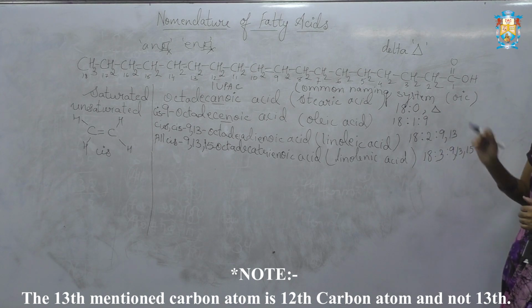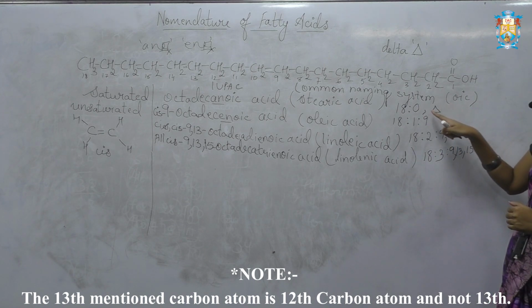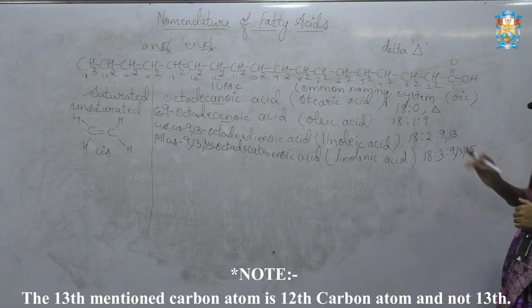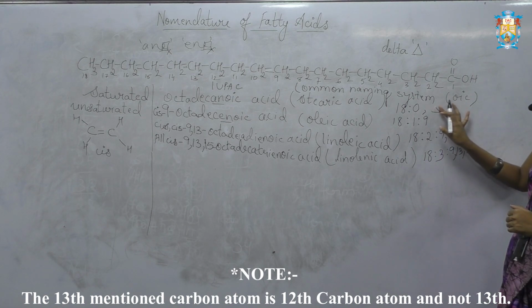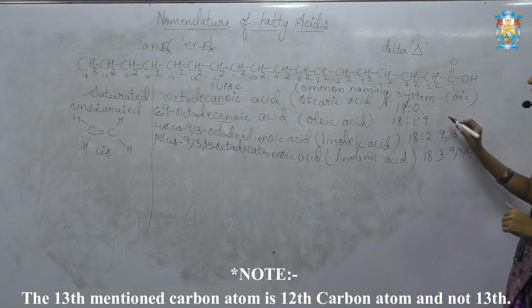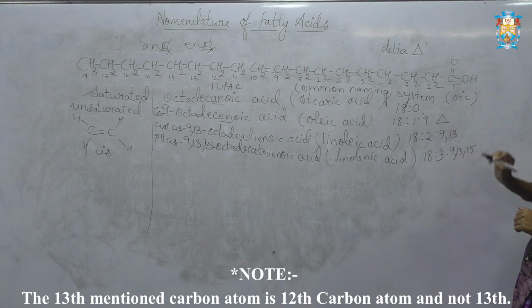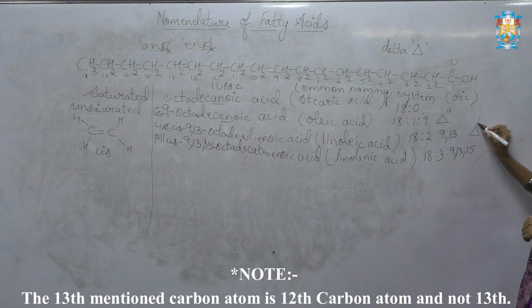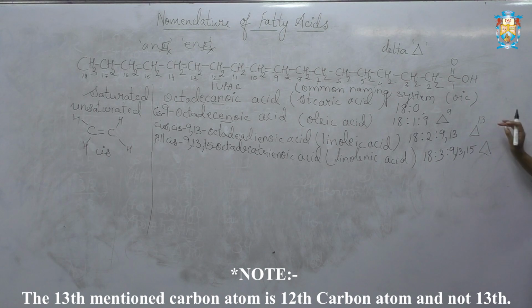In the first molecule, there is no double bond, so you are not going to write anything over here, and we will not write any delta there. Second, we will write here: the double bond present in the 9th position, the double bond in the 9th and 13th position, and the double bond in the 9th, 13th and 15th position.